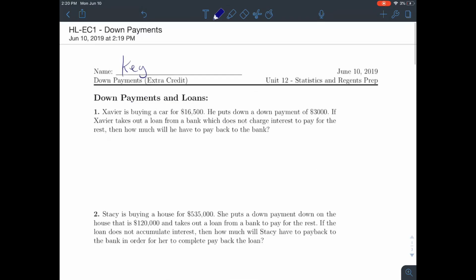All right, so before we get to the Regent-style problems, we're going to learn about some new vocabulary in the context of down payments and loans. So Xavier is buying a car for $16,500. He puts down a down payment of $3,000. What a down payment is: you might not be able to afford the whole $16,500 when you first buy the car, so you can pay a part of it. This is the part that you pay when you buy the car.